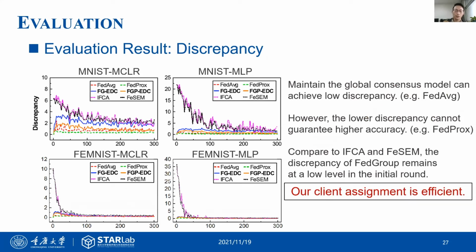The discrepancy results show that there is a trade-off between consistency and personalization. Maintaining a global consensus model like FedAvg and FedProx can achieve lower discrepancy. However, lower discrepancy cannot guarantee higher accuracy. For example, FedGroup performs better than FedAvg. On the other hand, compared to IFCA and FeSEM, the discrepancy of FedGroup remains at a low level in the initial rounds, which means our client assignment is more efficient.